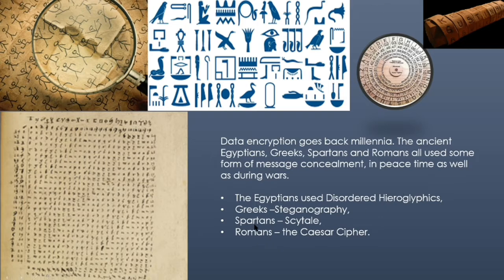Then the last is the Romans. The Romans used the Caesar cipher, the most popular cipher. Caesar cipher is a shift cipher, one of the easiest and most famous encryption systems. It uses the substitution of a letter by another one further in the alphabet.